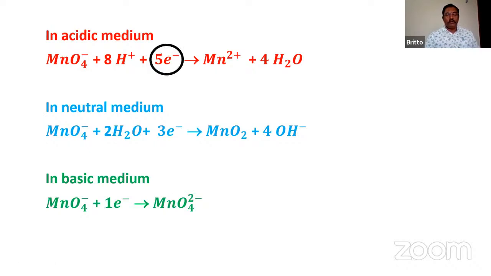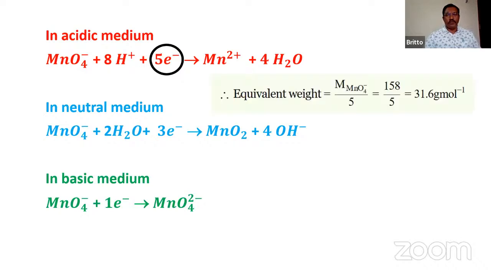And then neutral medium and basic medium, very simple. If it is strongly basic, MnO4 minus will be reduced to manganate. Now, based on the number of electrons involved in this reaction, we can calculate the equivalent weight.